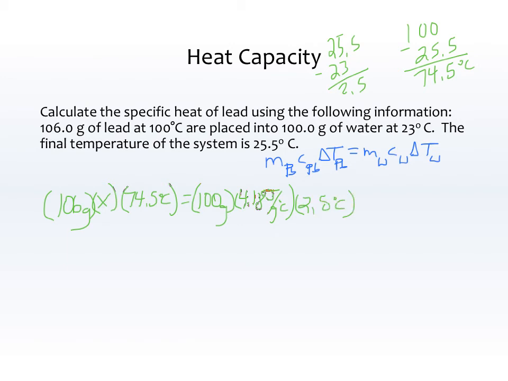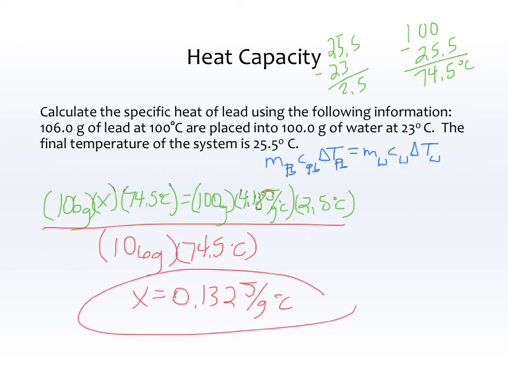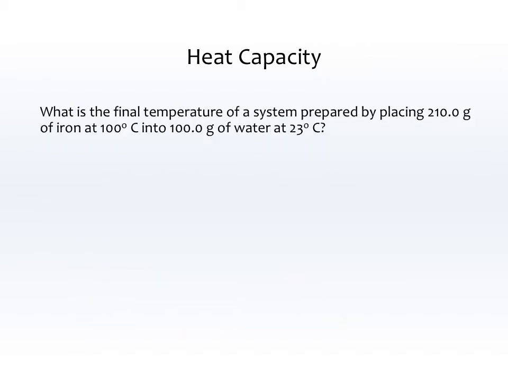So solve for x, which means dividing both sides by 106 and 74.5, so that we cancel out what we don't need. And we end up with x is equal to 0.132 joules per gram degrees C. Check with the reference chart. Hopefully that's pretty close. All right, last example.